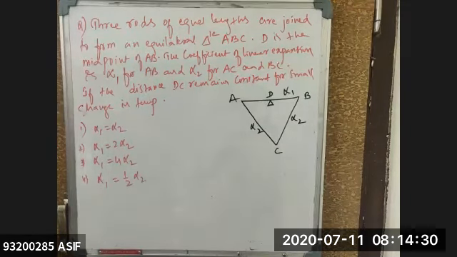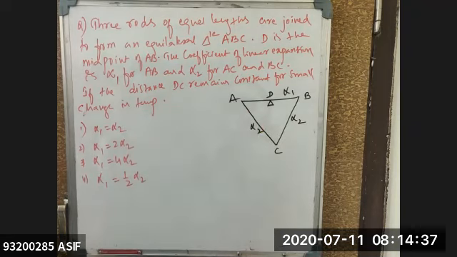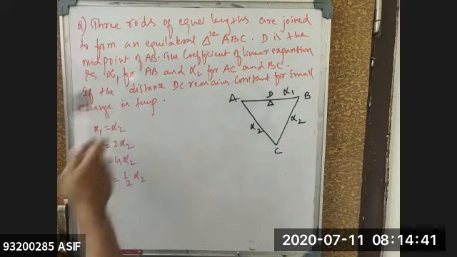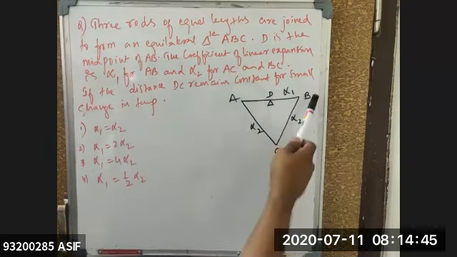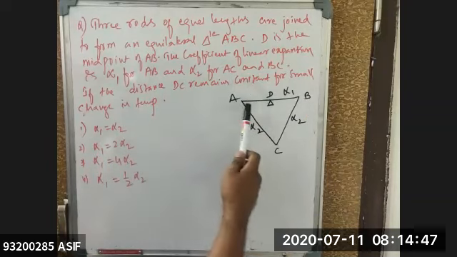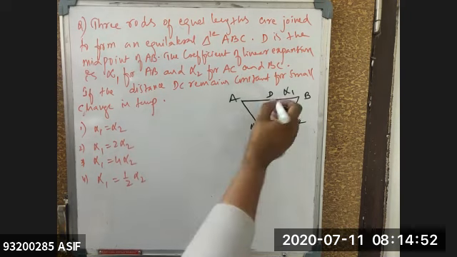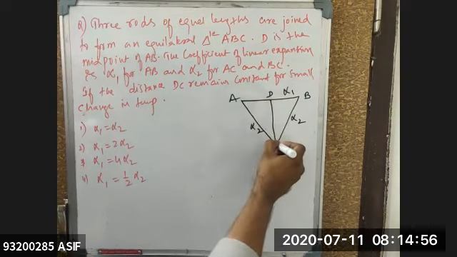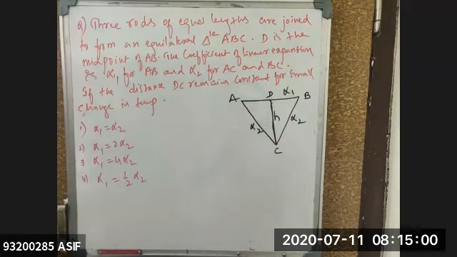Three rods of equal lengths are joined to form an equilateral triangle ABC. D is the midpoint of AB. The coefficient of linear expansion is alpha 1 for AB and alpha 2 for AC as well as BC. The distance DC is remaining the same. It means this distance, whatever we are trying to take right now here, is always remaining same. That is, say for example, some H.